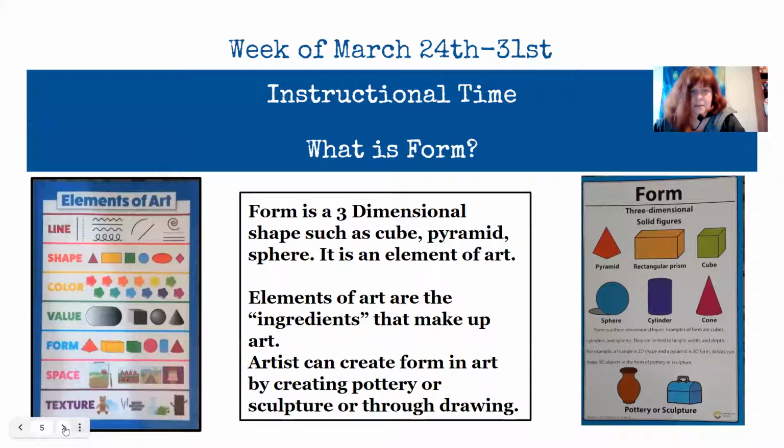Okay. Here we go with form. Form is a three-dimensional shape such as a cube, a pyramid, or sphere, and it's one of the elements of art. Now, an artist can create a form in art by creating pottery or sculpture or through drawing, which is what we're doing. So we're turning something that would be flat and trying to make it look like it's three-dimensional. We could walk around it if we wanted to.